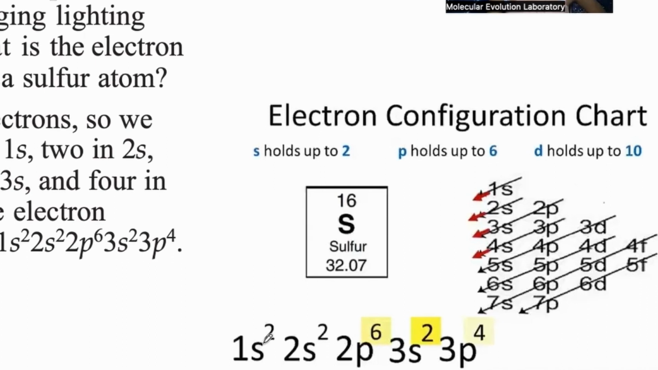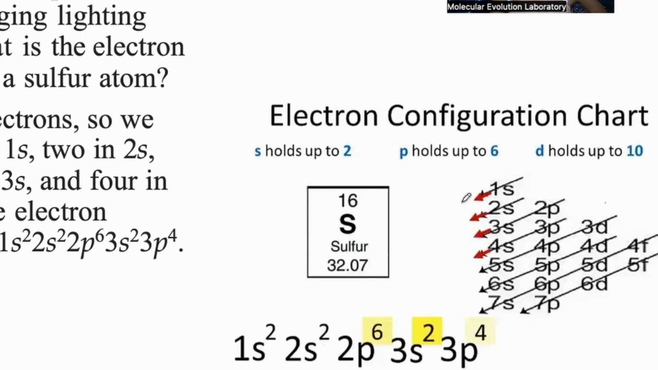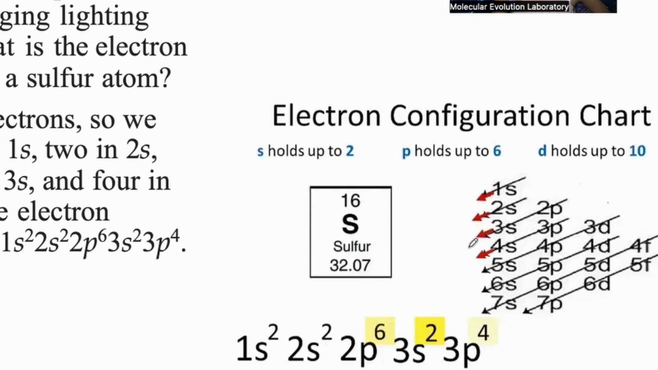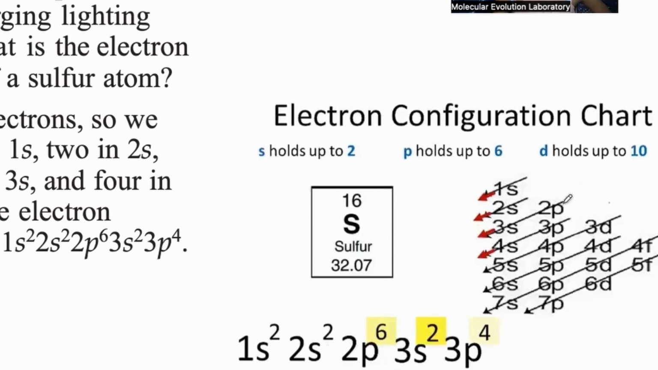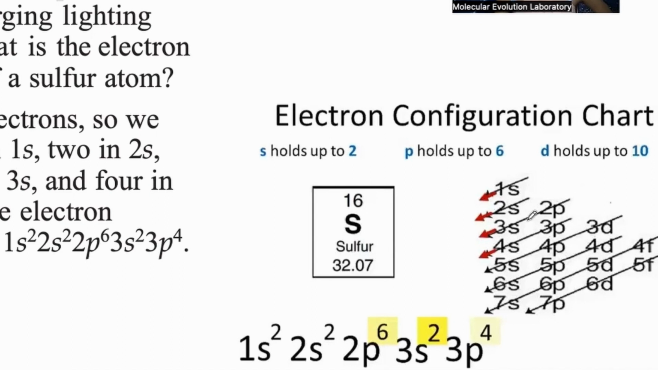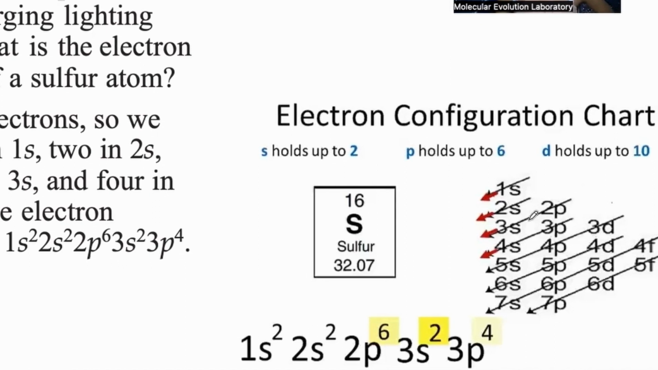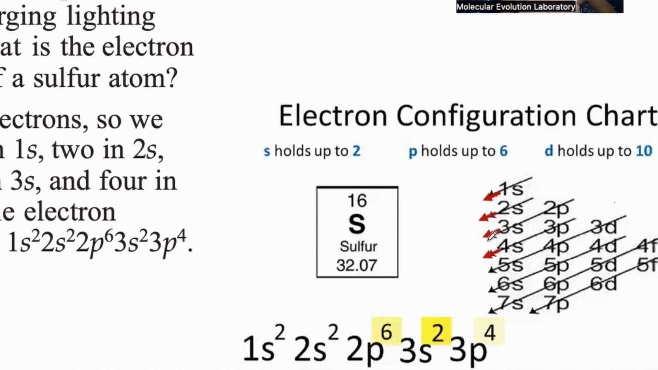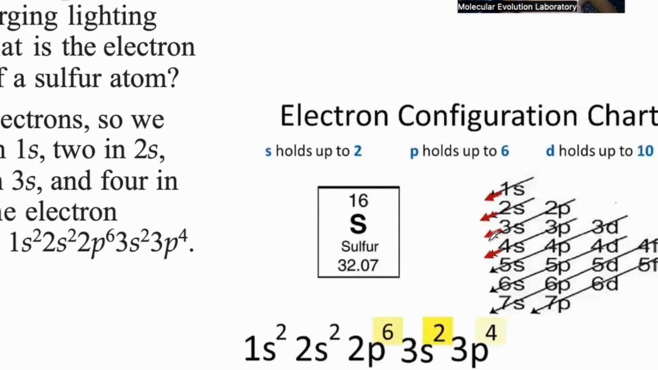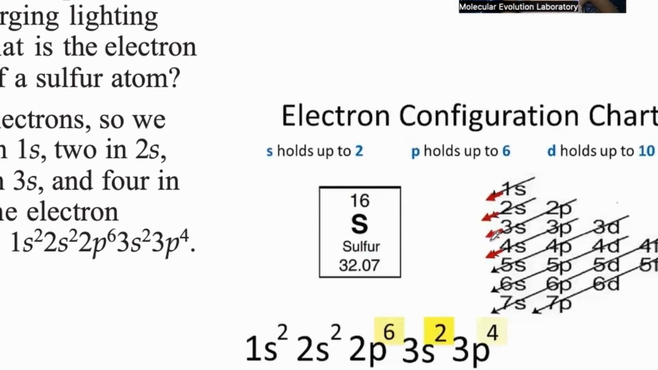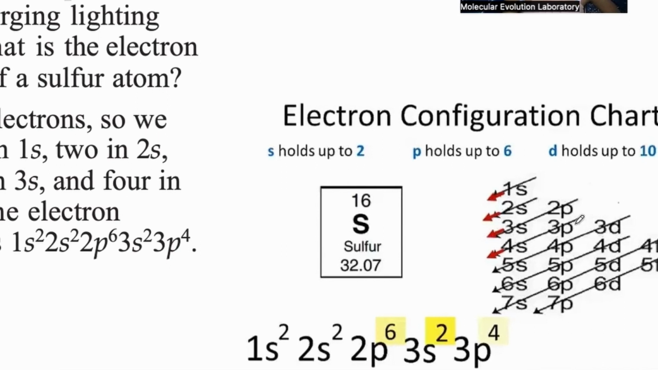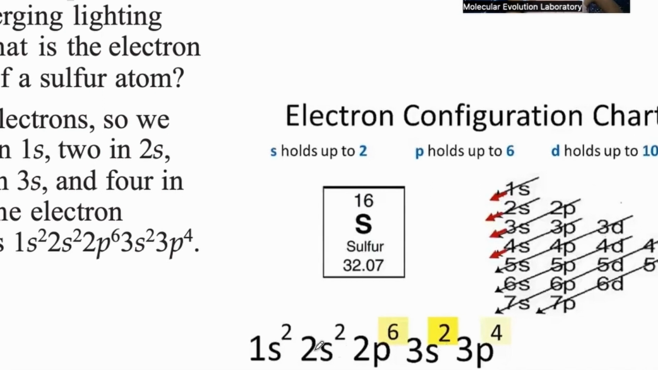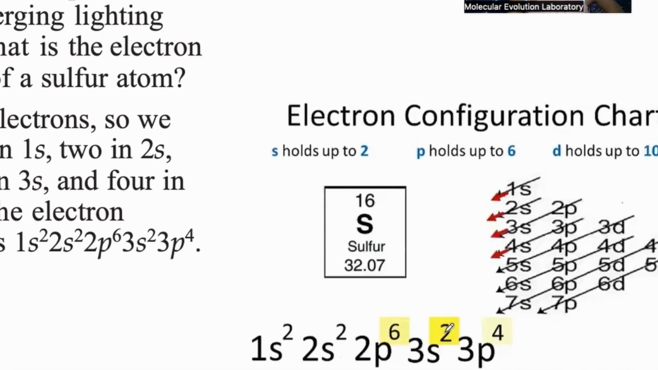So you already know that 1s can occupy 2, so we cross that off. 2s can occupy 2, so you cross off 2s. Starting from 2p in this direction, 2p can occupy 6, so you cross off 2p, and you still don't have 16 yet because that would give you 10. So you can start with 3s, cross off 3s. 3s would also be 2, so that would give you 12. So you're still not there yet. Starting with 3p, you would only need 4. So the configuration of sulfur would be 1s2, 2s2, 2p6, 3s2, 3p4.